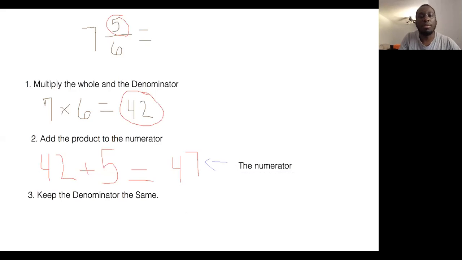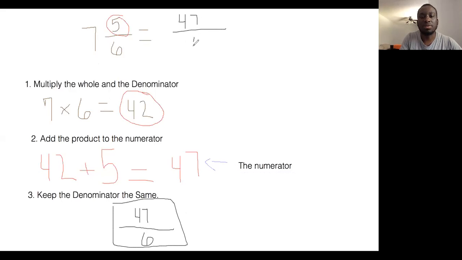So my numerator for my new problem is 47. And I'm going to keep my denominator the same, which is 6. So 7 and 5/6 as an improper fraction is 47/6. And that is my final answer. Yep. And we will do one more.